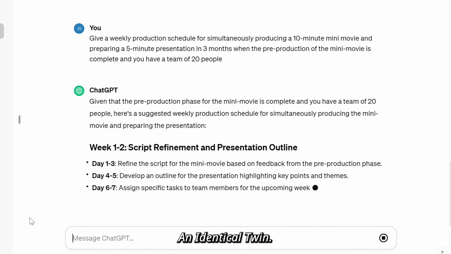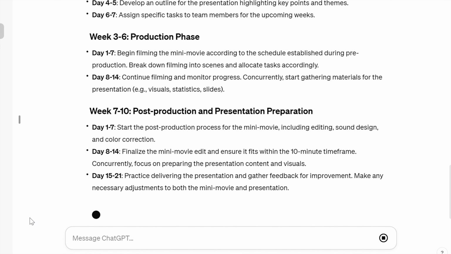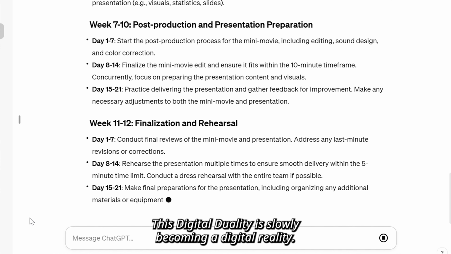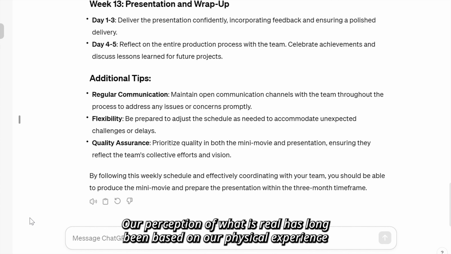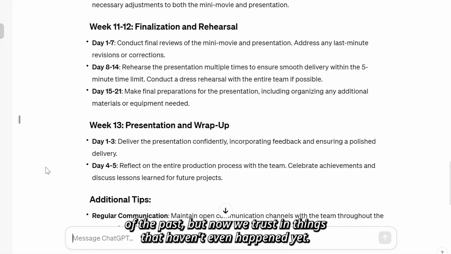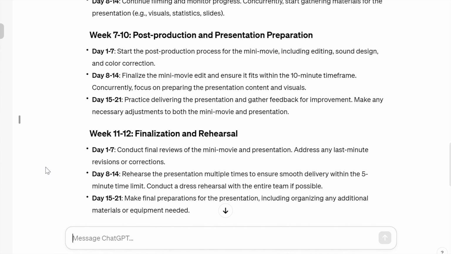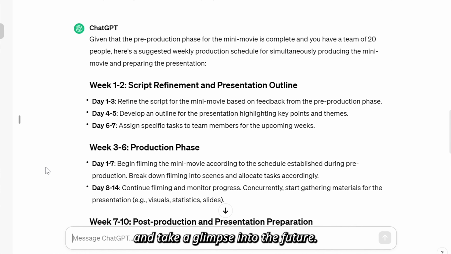An identical twin, a digital twin, a digital duality. This digital duality is slowly becoming a digital reality. Our perception of what is real has long been based on our physical experience of the past, but now we trust in things that haven't even happened yet. We immerse ourselves in the virtual experience and take a glimpse into the future.